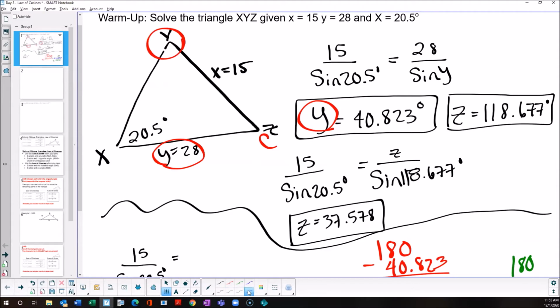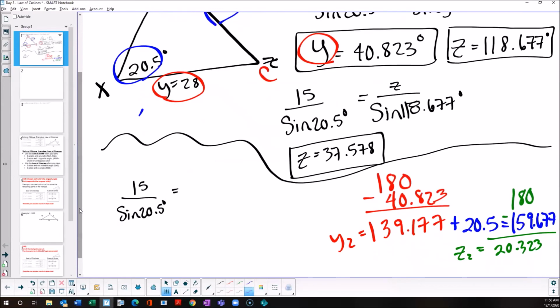I have my pair here: the blue makes a pair and the red makes a pair. So whatever I'm solving for, angle Y, when I solve for that angle and subtract the angle we got, 40.823, from 180, that gives me my second possible Y, 139.177, Y2. Okay, that's my second one. And I still don't really know if that's going to work yet or not. Does it make a second triangle or not?